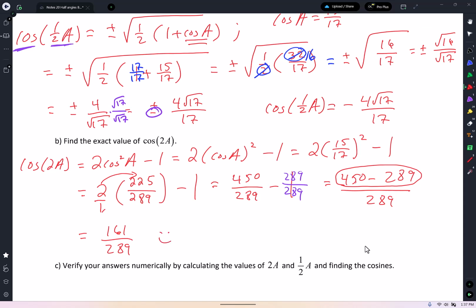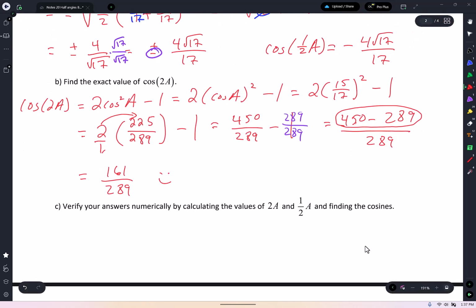Isn't that cool? Okay. Now look at letter C. So letter C is the fun part. Verify your answers numerically by calculating values of 2a and half a and find the cosines. I did this earlier, guys, and it irked me that we were off by one digit, even though it was like 12 digits long.